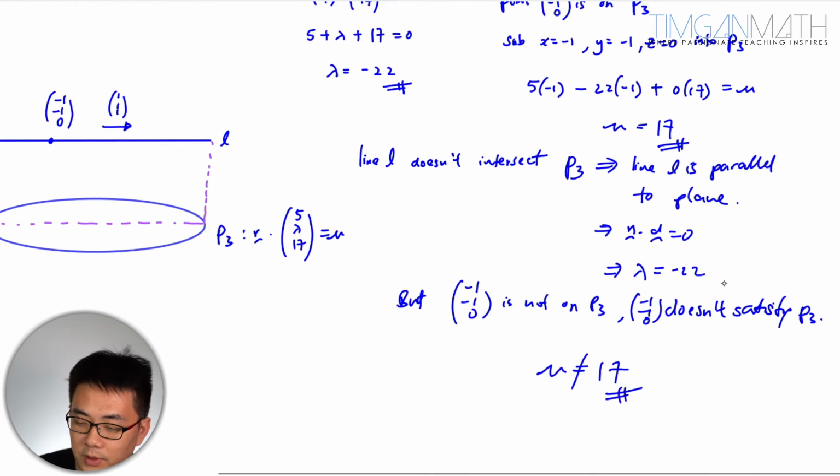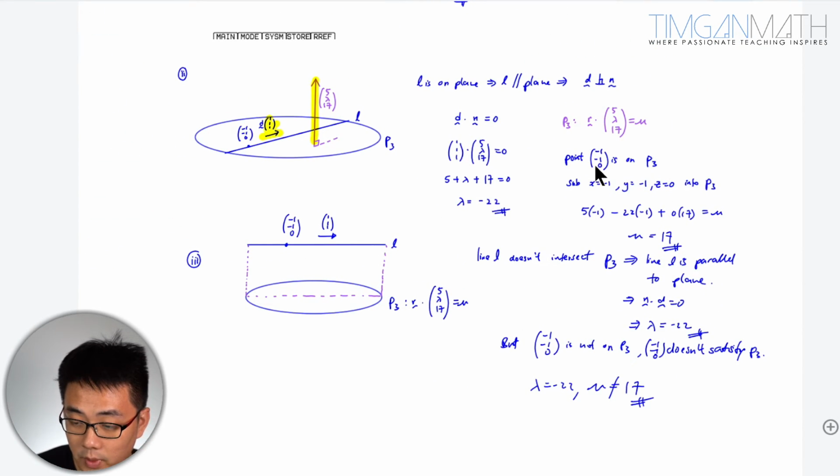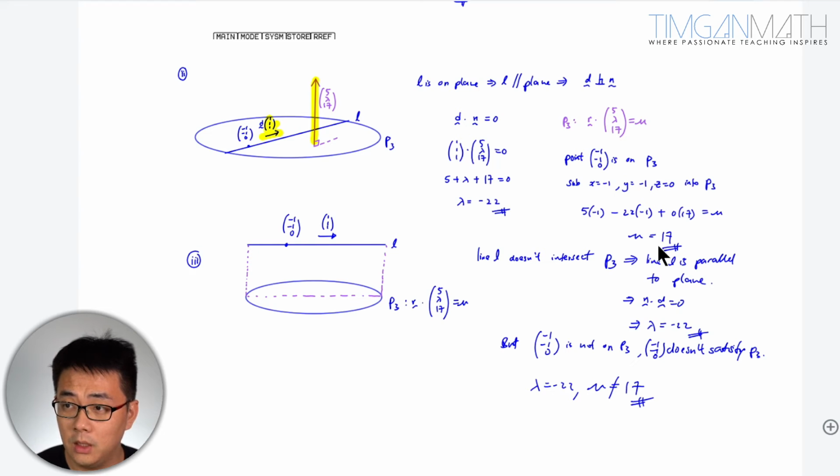That is very, very important. This is what we can deduce. Essentially, mu equals to 17 would make the line on the plane, right? Because previously, when this point is on plane 3, you have mu equals to 17. So any value which doesn't give mu equals to 17 would not be on the plane. So essentially, you want the line not to be on the plane.